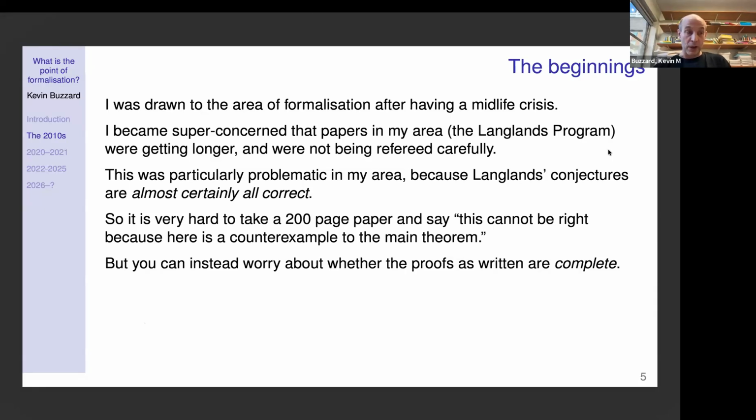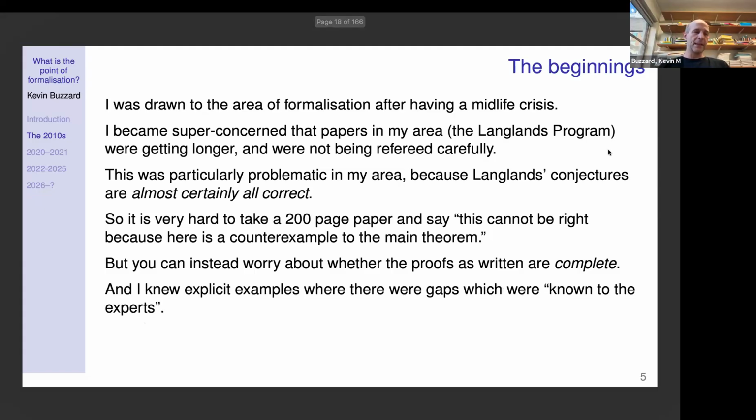But what you can worry about, and what I got more and more worried about, was whether the proofs were complete. This was the thing I was concerned about. They might even be a correct sketch, but the proof's definitely not complete. And I'd seen explicit examples of people leaving gaps and saying, "Oh, this is all right because somebody told me that they knew how to do it," or there's an unpublished preprint where somebody claims to have done it. So I could point to more and more concrete examples in the literature where this was happening.